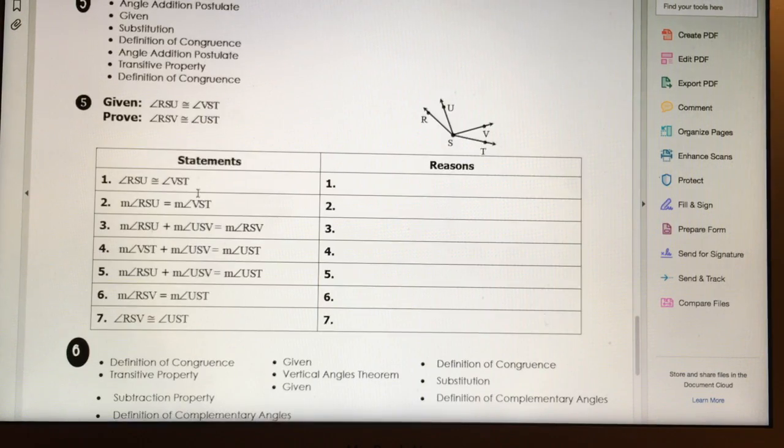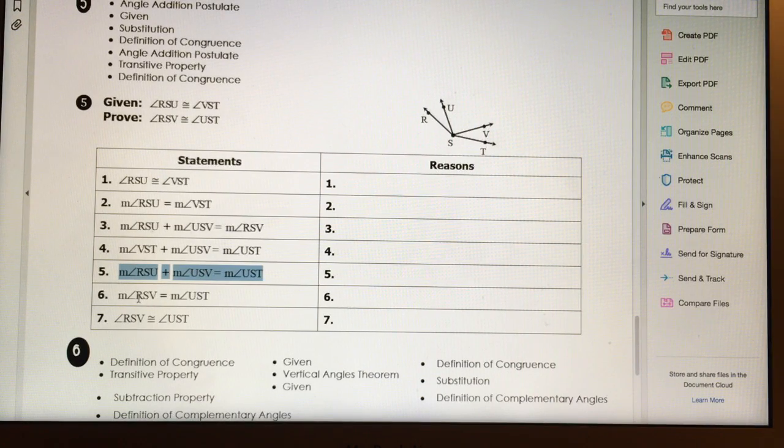Notice how we often have to look at all of the equations or all of the statements above to correctly identify what happened that created the next statement. Because sometimes you're not just using this previous one, but you're using this one and you're combining it with something previously said. So substitution property for number 5.